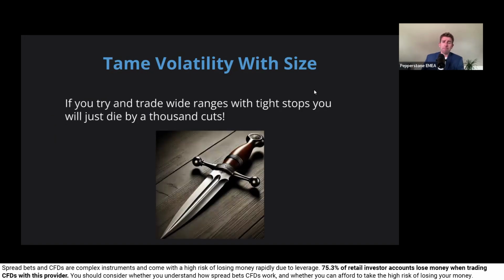And a final point on this before we move on is, if you try to trade the wide ranges with tight stops, you're just going to die by a thousand cuts. I know we kind of think that we've got to read on this and that on the other, and maybe there's the odd setup and strategy where you can have a tight stop. I agree. There's some momentum trades you can trade with a tight stop. I don't disagree with that.